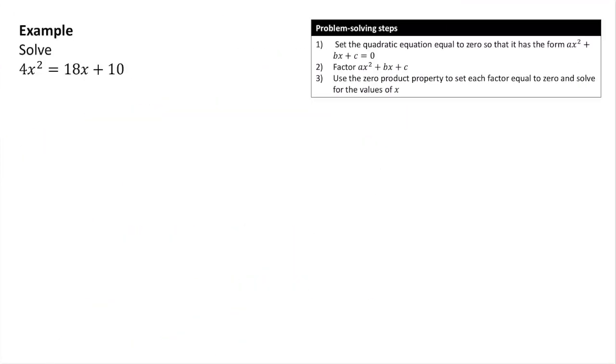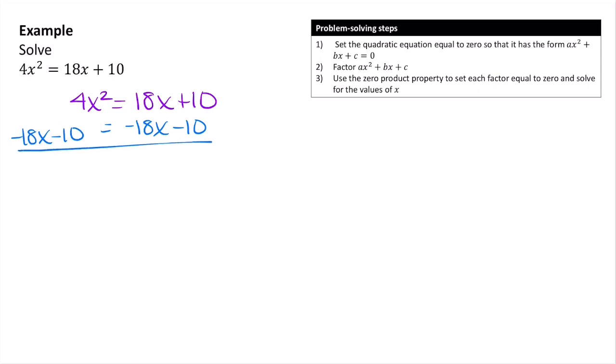So now let's try solving this example. So once again, this is not in standard form. So my very first step is going to be to go ahead and rearrange these terms. So I'm going to subtract 18x and 10 from both sides of my equation. So we have minus 18x minus 10 on both sides. So I get 4x squared minus 18x minus 10 equals 0.